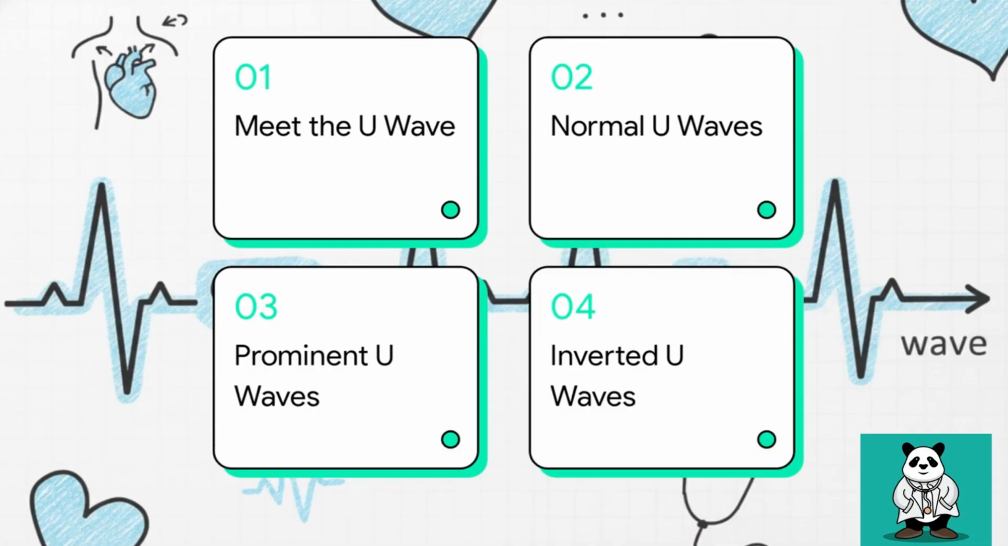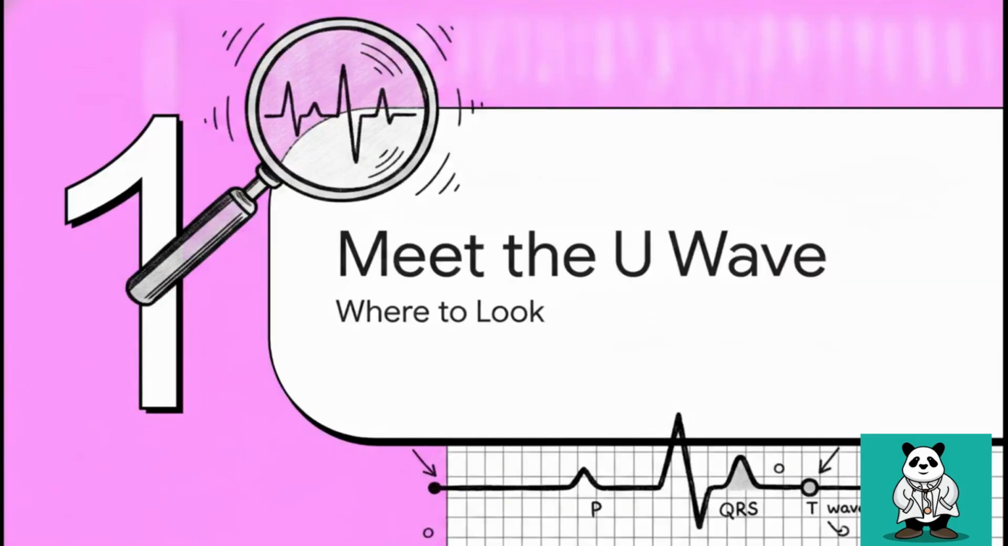Here's how we're breaking it down today. First, we'll meet the U wave and get a feel for what it is. Then we'll lay down the ground rules for recognizing a normal one. After that, we'll dive into the pathology, splitting it into two distinct categories: prominent U waves and finally inverted U waves. All right, section 1. Let's meet the U wave.